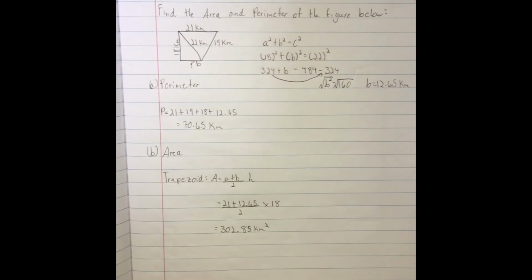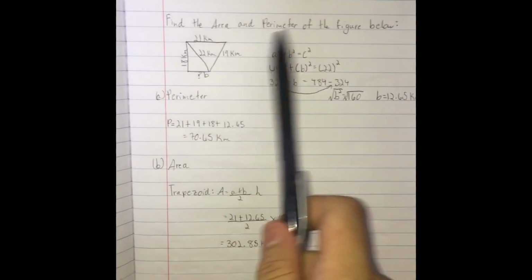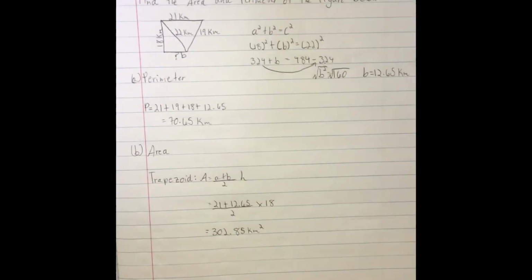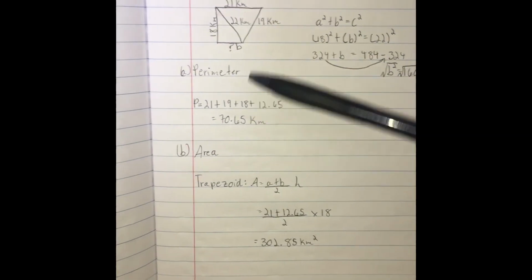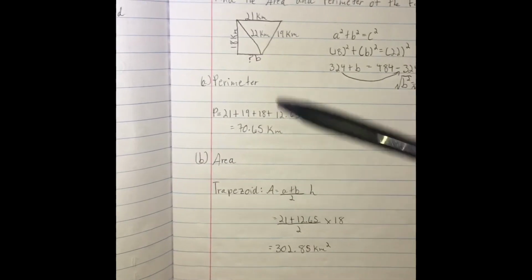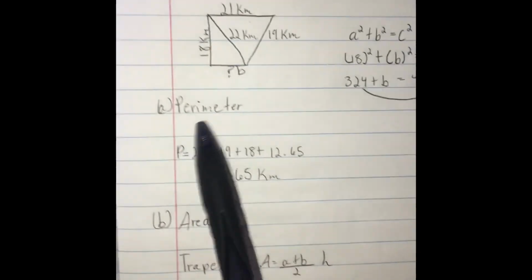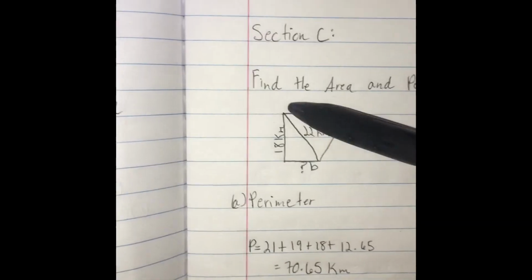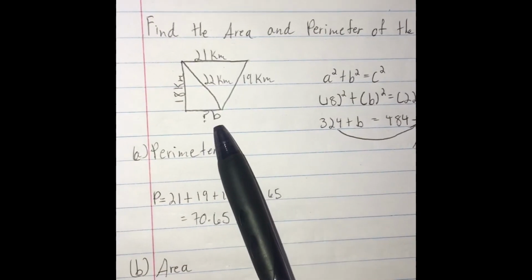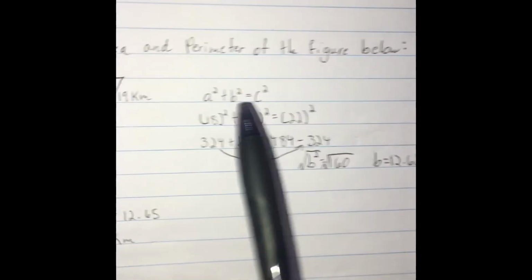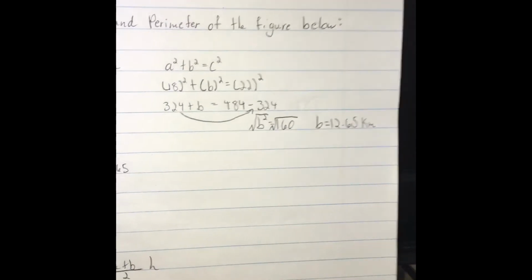Okay, so I will be presenting on section C, number 1. The problem states, find the area and perimeter of the figure below. The figure below is a trapezoid, which I selected because it is more relatable to the formula, as you will see later on. So the perimeter is the distance around the figure. But if you see, there is a side missing here. So to find that side, we must use the Pythagorean theorem, which is a squared plus b squared equals c squared.